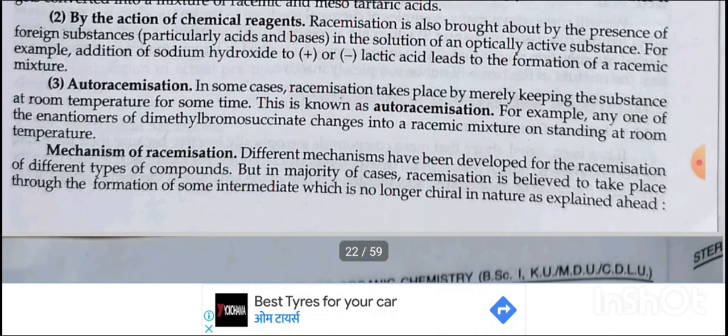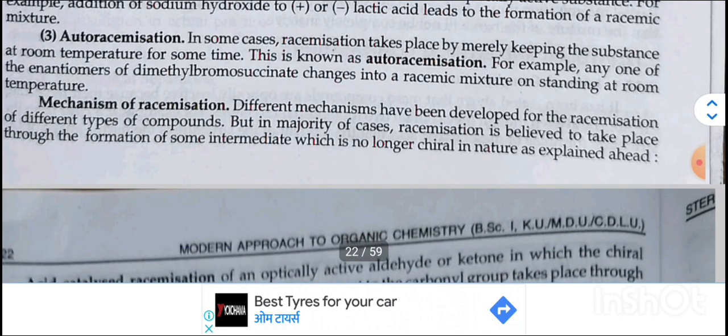Autoracemization. In some cases, racemization also takes place merely by keeping the substance at room temperature for some time. This is known as autoracemization. For example, any one of the enantiomers of dimethyl bromosuccinate changes into a racemic mixture on standing at room temperature.